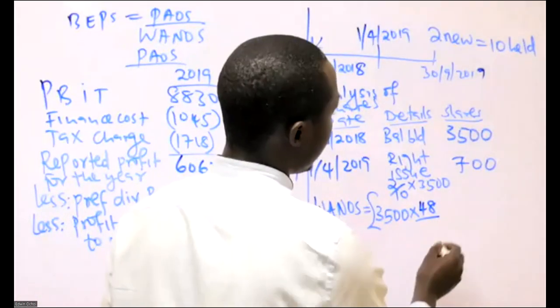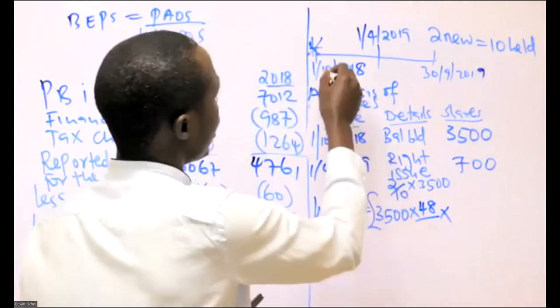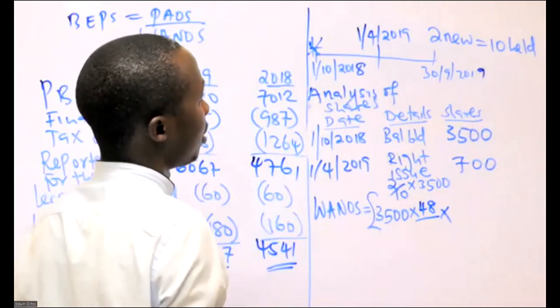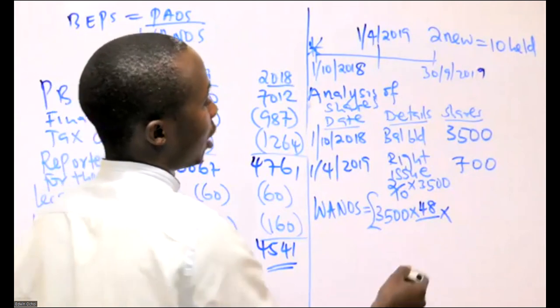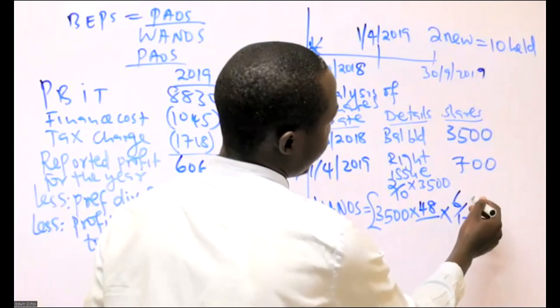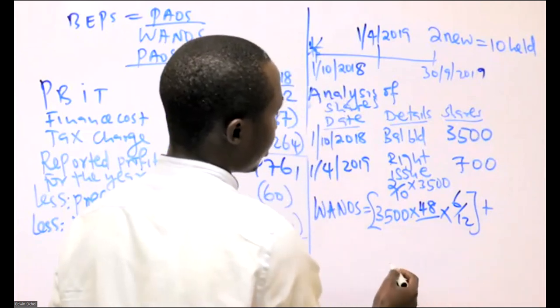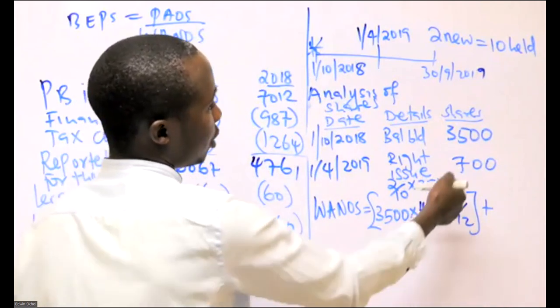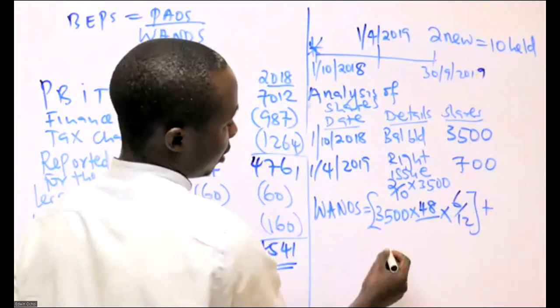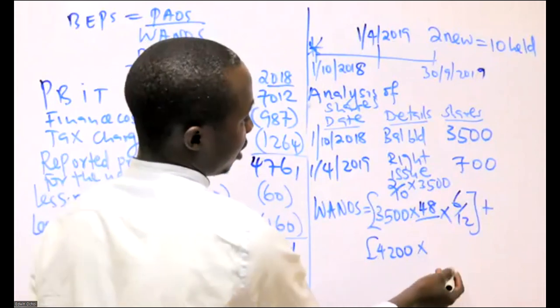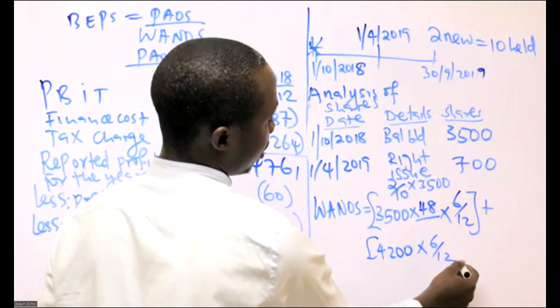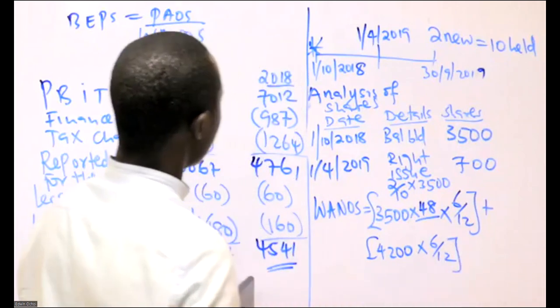So the theoretical will determine the period before the rights issue. From October to April, how many months are those? October, November, December, January, February, March, 6. Plus ordinary shares after the rights issue: 3.5 plus the 7, you get the 42. Times the period after, that is 6/12.